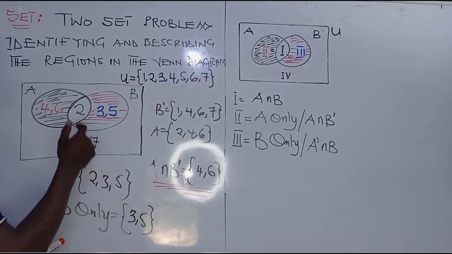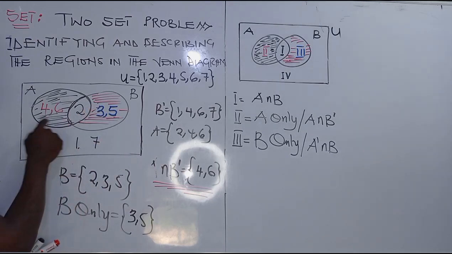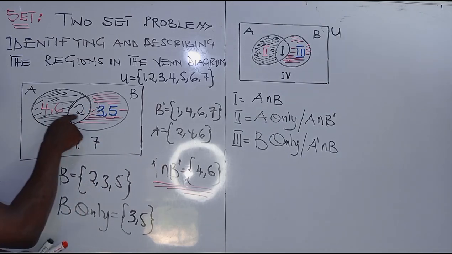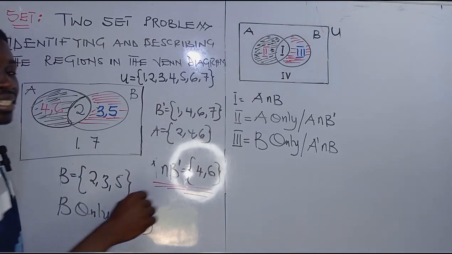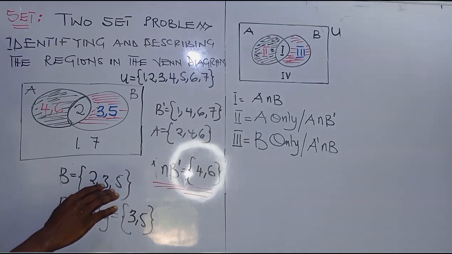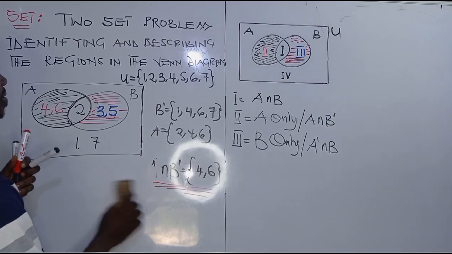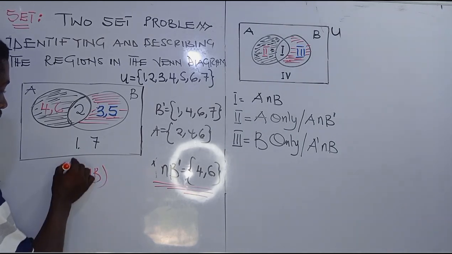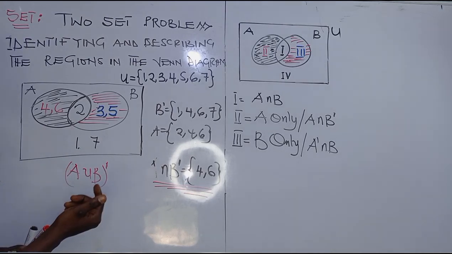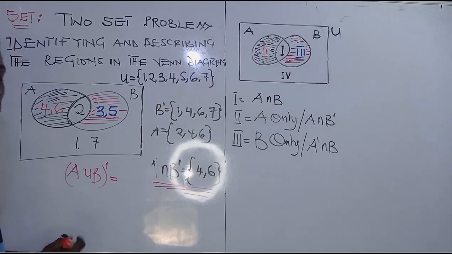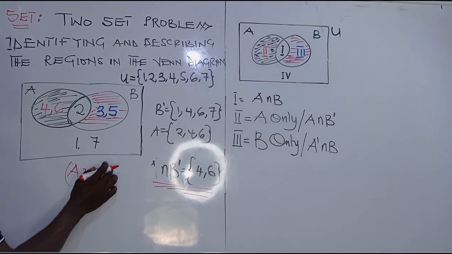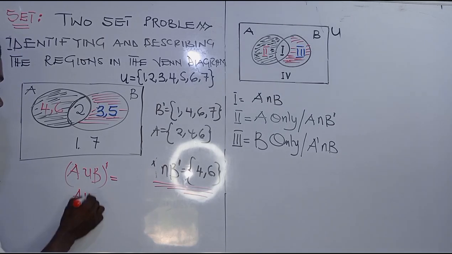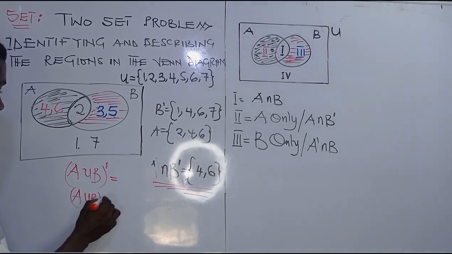So this region is called B only. This region is called A only. This region is called A intersection B. I guess you are following. Now, A union B complement. What do you think the elements for this particular set will be? Before we can find A union B complement, we have to find A union B.